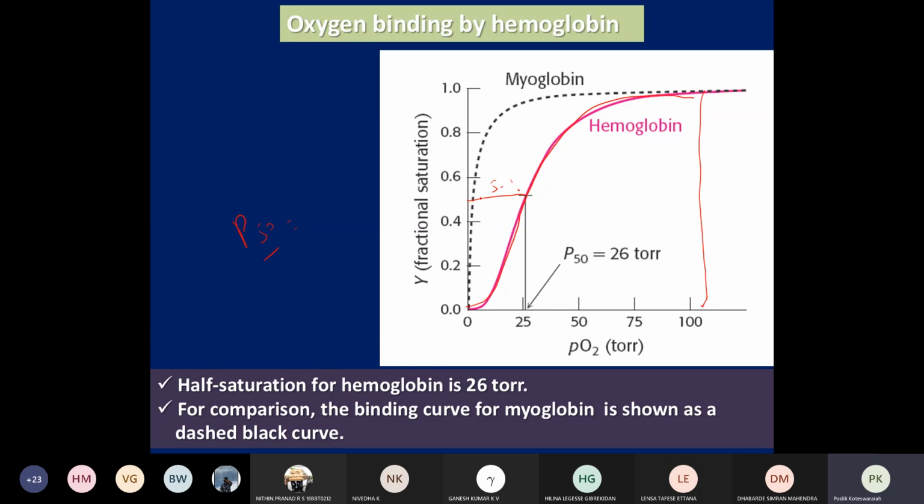In order to achieve 50% saturation, how much partial pressure is required? That is nothing but the P50. P50 means it is the oxygen tension that is required for 50% saturation. In the case of hemoglobin it is 26 torr, whereas in the case of myoglobin it is only 2 torr. That indicates that hemoglobin can achieve 50% saturation only at 26 torr of oxygen tension, whereas myoglobin can achieve the same 50% saturation at a lower partial pressure. It indicates that myoglobin has a higher O2 affinity compared to hemoglobin.